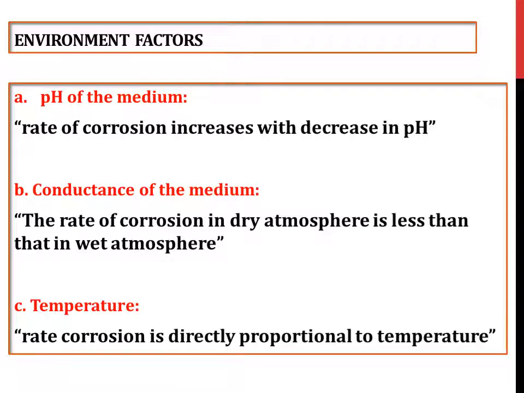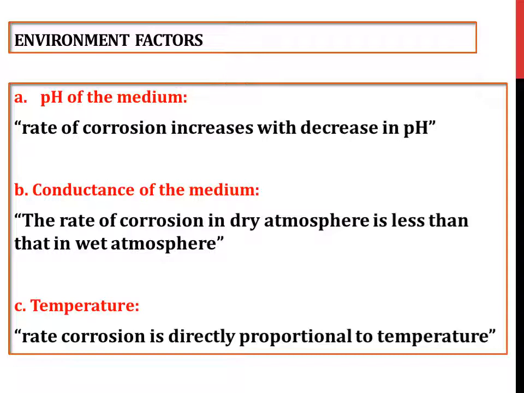Next is the nature of the corroding medium, which is one of the environmental factors, and it mainly depends on the pH of the medium, the conductance of the medium and the temperature. So how will the pH of the medium affect the rate of corrosion? Under highly acidic conditions, the rate of corrosion is also high. Usually the rate of corrosion increases with decrease in pH. If the pH is lower than 3, then severe corrosion occurs.